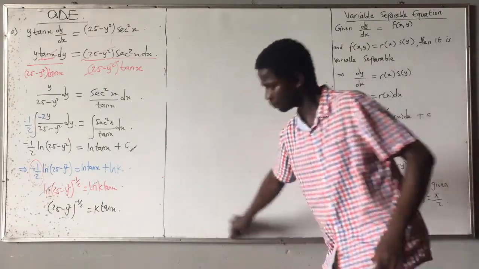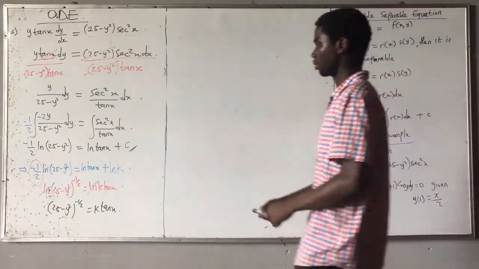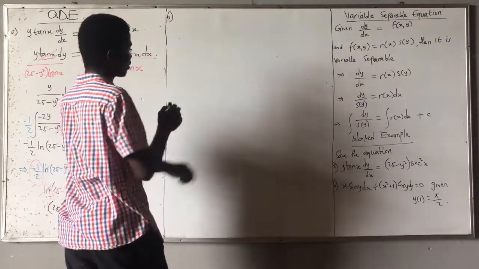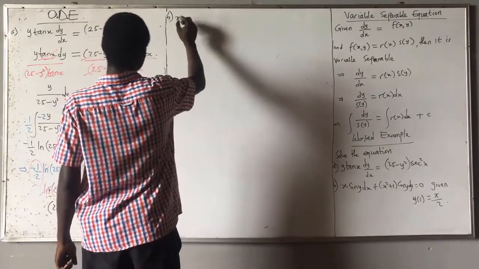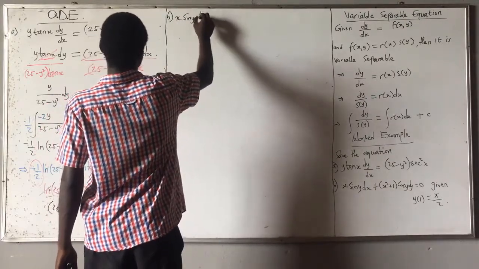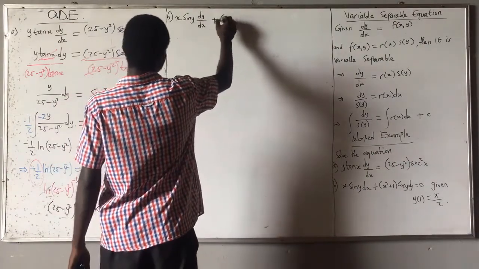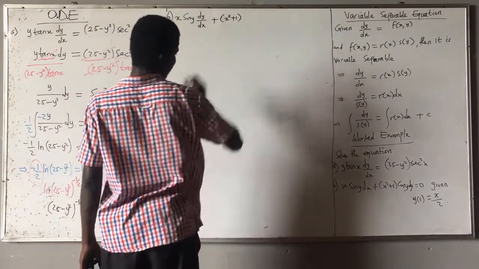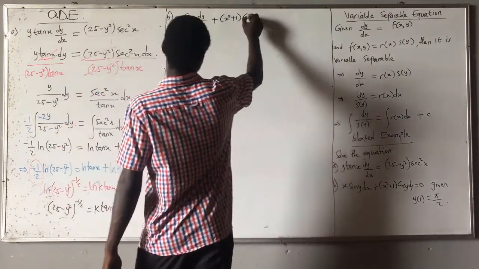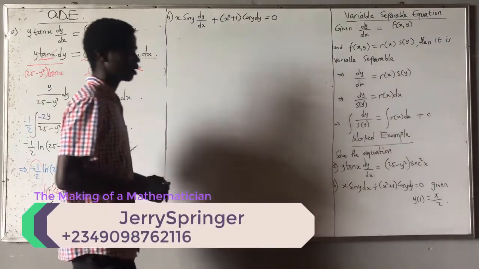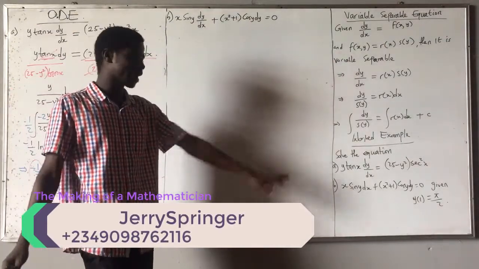The second one, number 2, B. Now, s sin y dy ds plus s squared plus 1 cos y dy is equal to 0, given that y of 1 equals pi over 2.